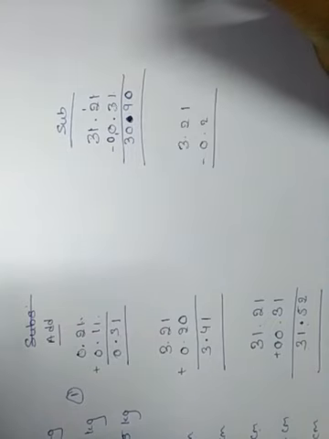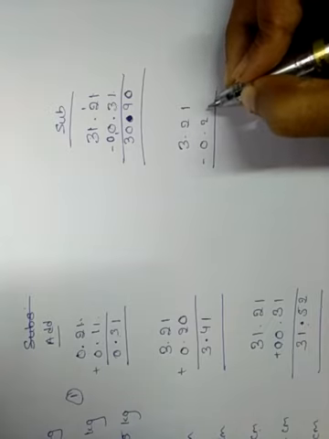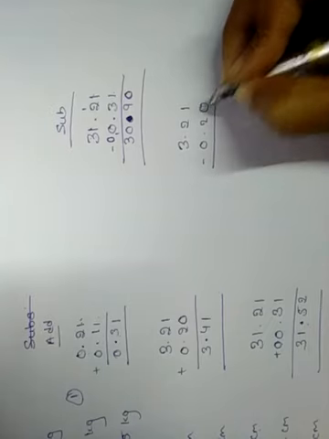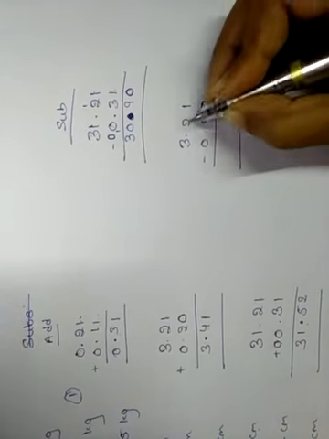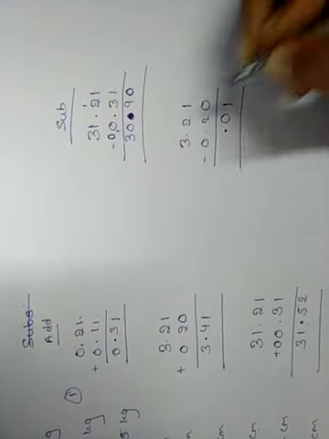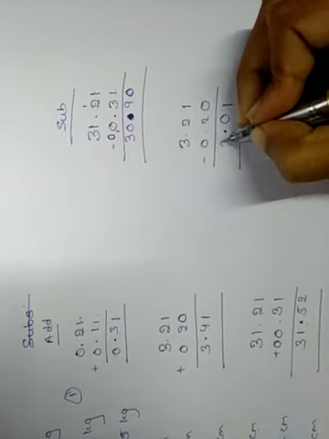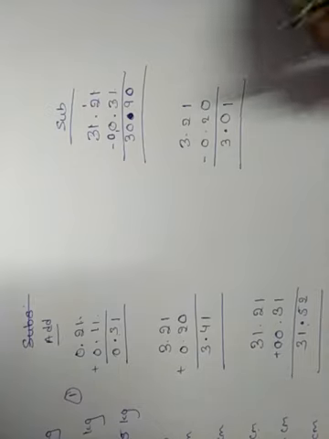Here we have given the decimal point. This is a decimal point. And here also no digit is present, so we can give a 0. Now we'll subtract. 1 minus 0 is 1. 2 minus 2, 0. Again the decimal point. 3 minus 0 is 3. 3.01 is the answer.